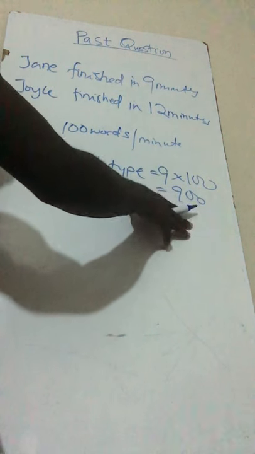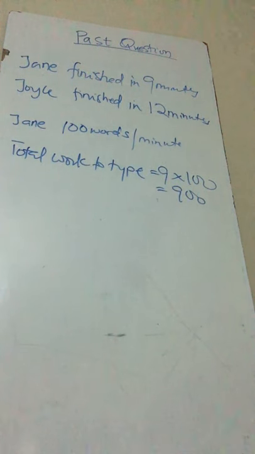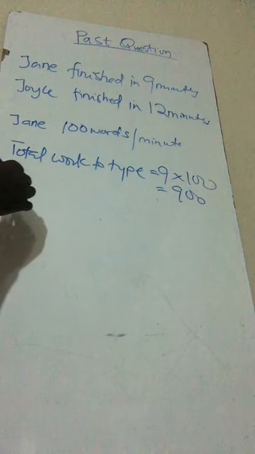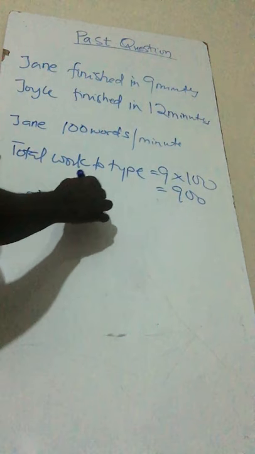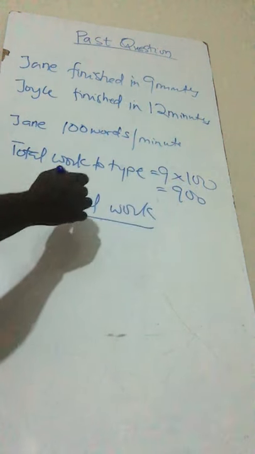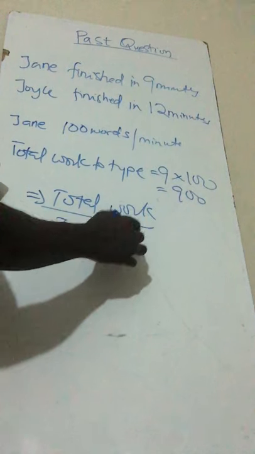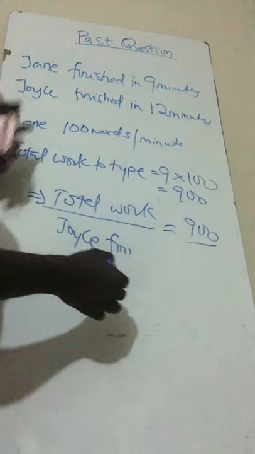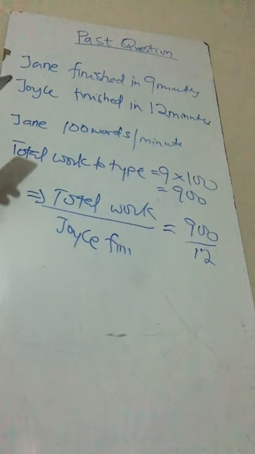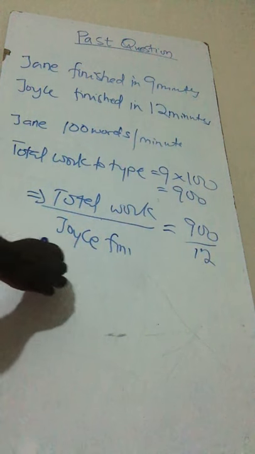So now that we've been able to find the total number of words to type in the work, then we'll be able to find Joyce's speed measured in words per minute. Now they say that Joyce also finished hers in 12 minutes, and this is the total. And so if you want to find Joyce's speed, it is the total work over the time Joyce finished, which is 12 minutes. So 900 over 12.